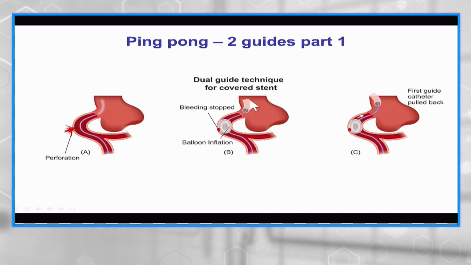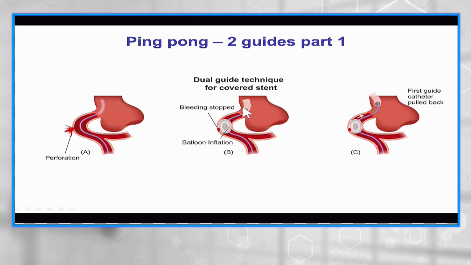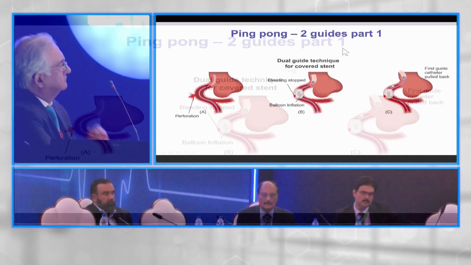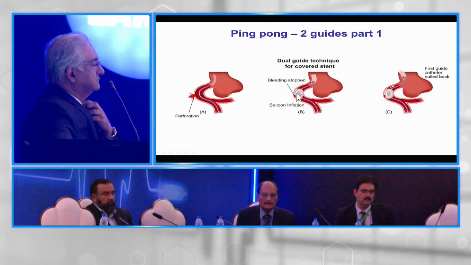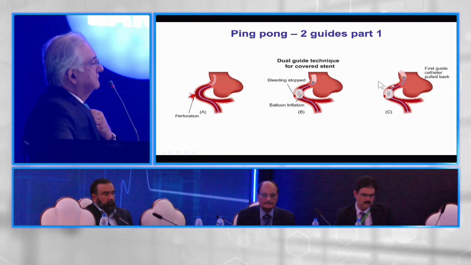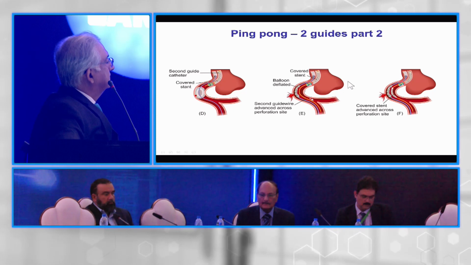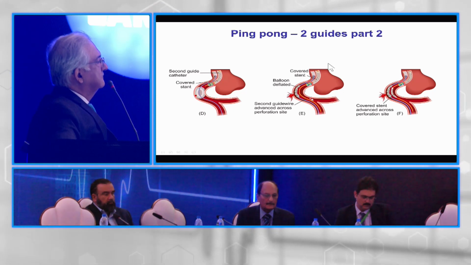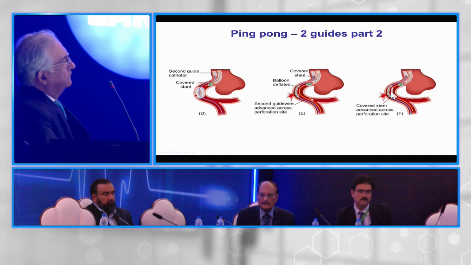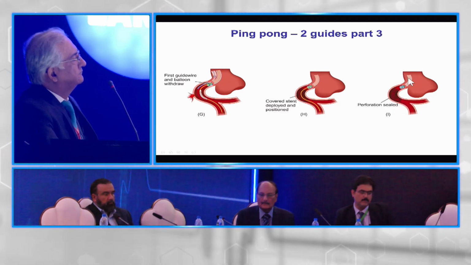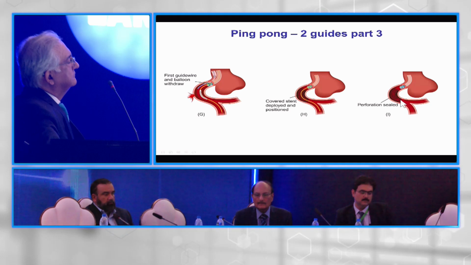But sometimes if we have a smaller guide, this may not all be feasible through the same guide. And that's when we do the ping-pong technique, in which we first inflate a balloon to stop the bleeding. Then we pull back the guide catheter. We engage with the second guide catheter. Once again, advance the second guide wire, get a second covered stent in place, remove the blocking balloon, deploy the covered stent, and achieve hemostasis.